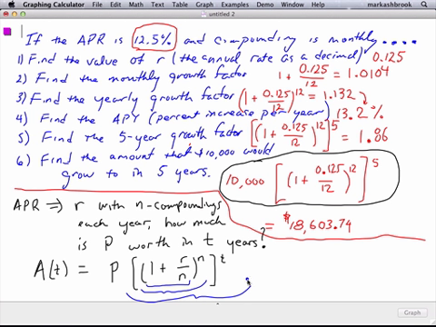Okay? So what I want you to do is, on page 157, I want you to do that chart right there, according to the information. But just do it for yearly, quarterly, and daily. Just those three columns.